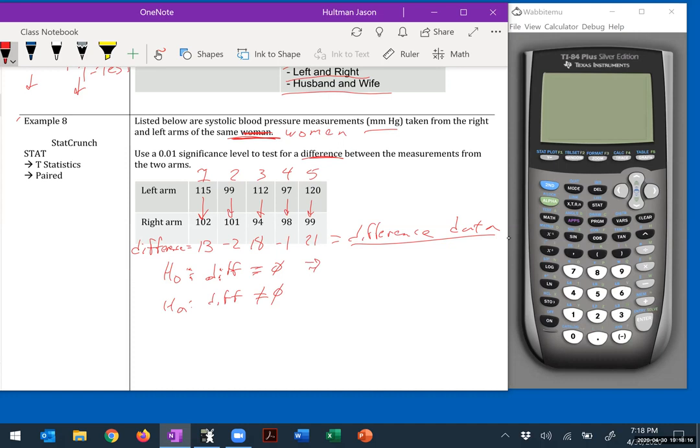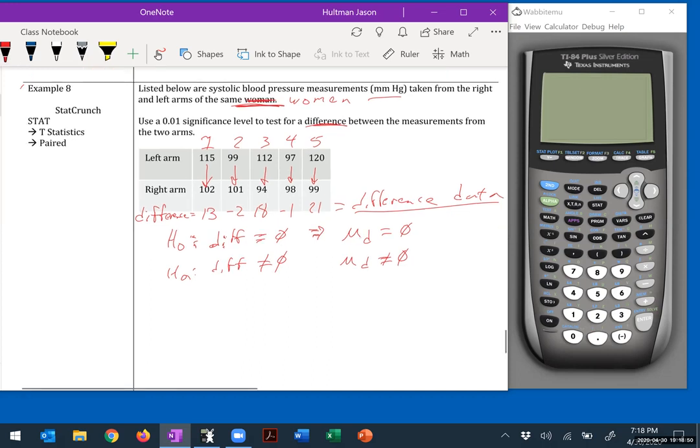Now, what is the difference? What are we looking for? We're looking for the averages. So we would say that mu3 is not mu1 or mu2, this is mu of the difference. Maybe we could write that mu sub d for difference. The average of the difference is equal to 0. That means there was no difference between the left and the right arms of these ladies. And the alternative is that mu d was not 0, that there was a significant difference, bigger than 0 or less than 0. Okay, so that's number 1.